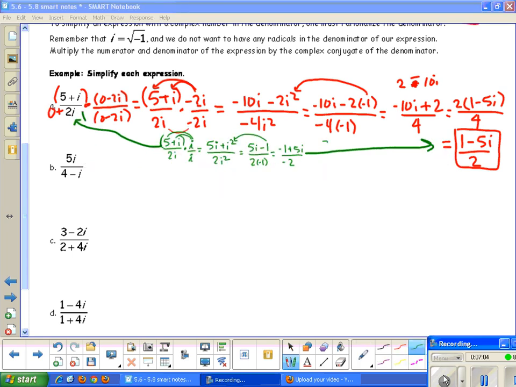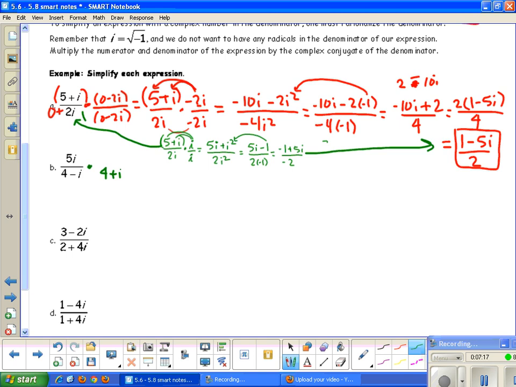So if I look at B here, now I have a binomial in my denominator which I want to get rid of. And how do I get rid of the i in my denominator with a binomial? I multiply it by the conjugate. So the conjugate of my denominator would be 4 plus i. And of course I have to also do that in my numerator so it doesn't change my equation.